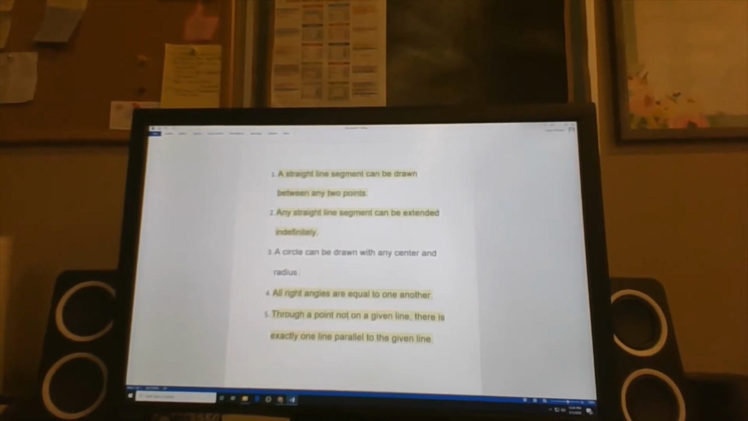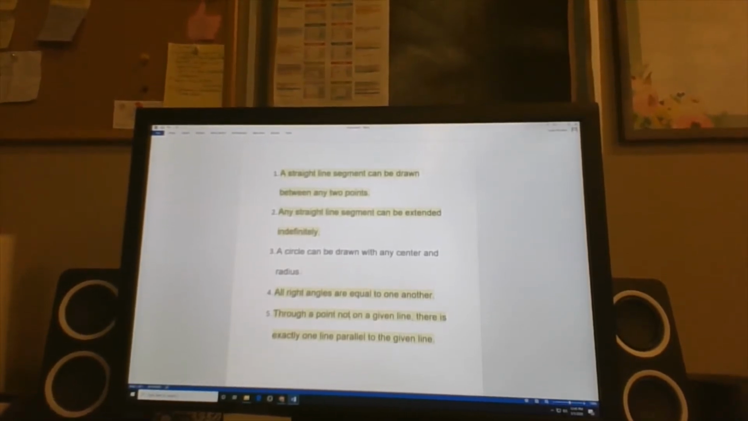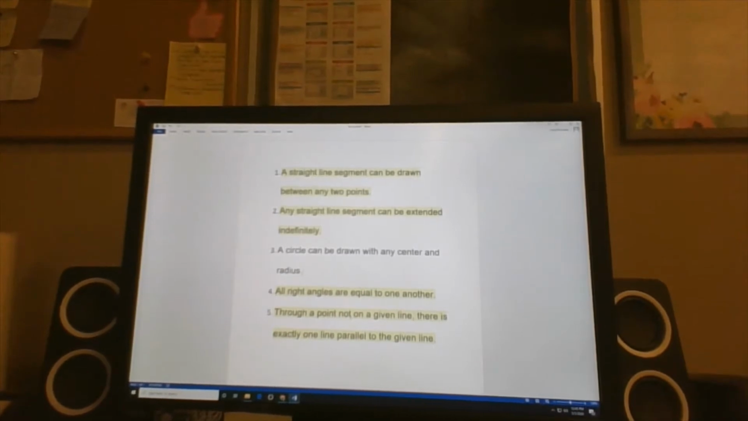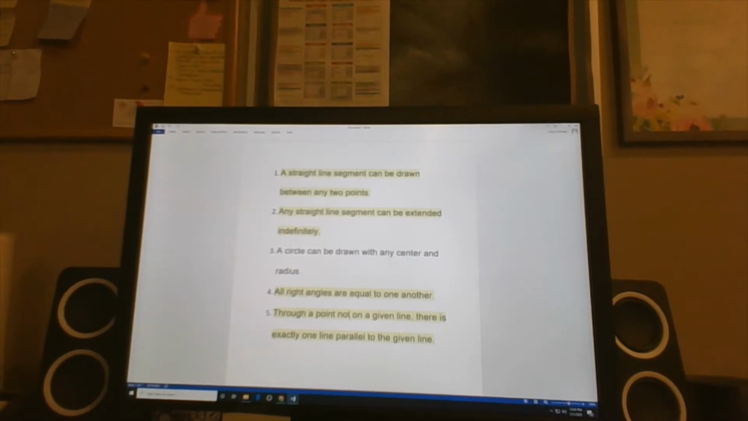Number 3, a circle can be drawn with any center and radius. 4, all right angles are equal to one another. 5, through a point not on a given line, there is exactly one line parallel to the given line. That's often known as the parallel postulate. Euclid worded it a little bit differently, but for your Apex quiz, you're basically going to know that given any line, there's a line parallel to that given line.